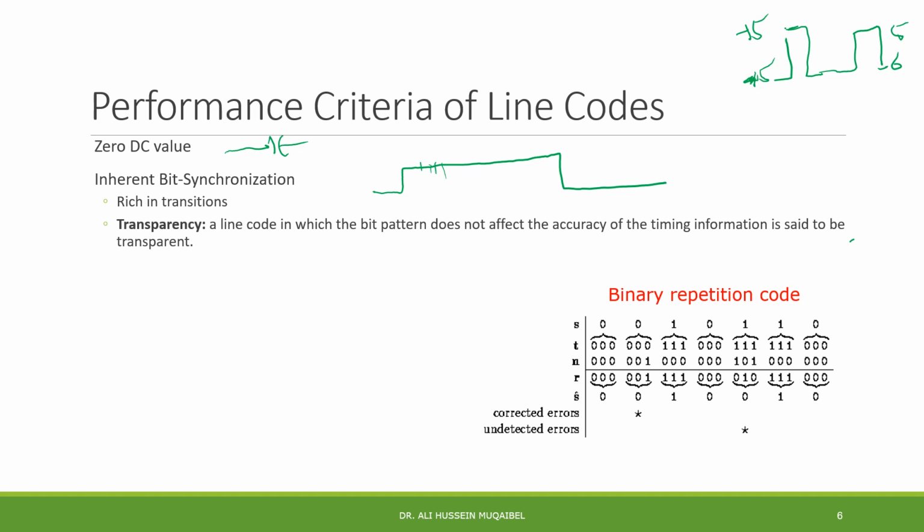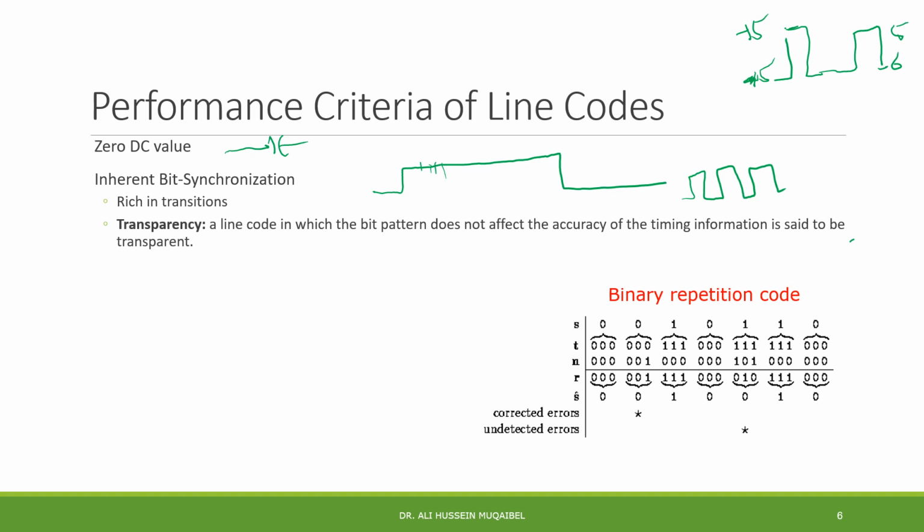Now, under that, we have a criteria called transparency. So when do we say that a code is transparent? A line code in which the bit pattern does not affect the accuracy of timing information is said to be transparent. So if there are always transitions, irrespective of being zeros and ones, we call it a transparent code. Like for example, the polar return to 0. It's transparent because the timing information is not affected by being zeros or ones.